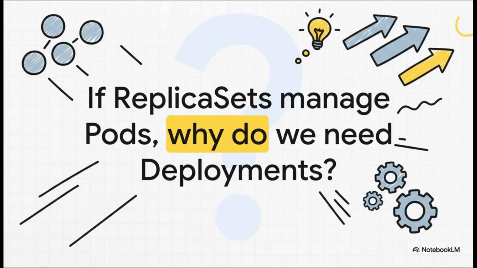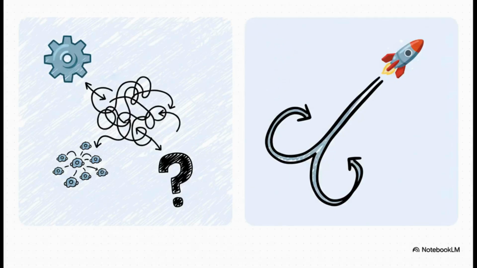And that's a perfectly fair question, right? If the replica set can keep my pods running, why bother with this extra deployment layer? Well, it's because a replica set's job is kind of simple. It's good at one thing, but it just doesn't have the brains for what we need to do in modern application management. And this slide just lays it all out.